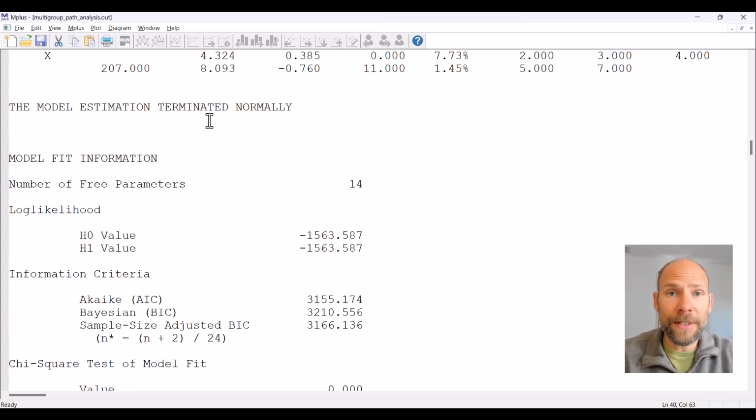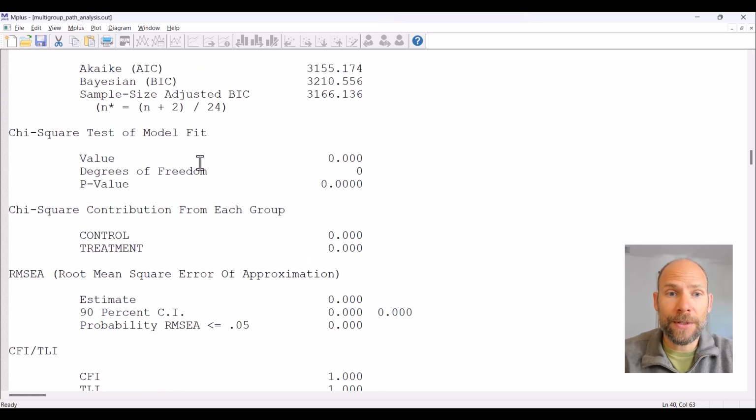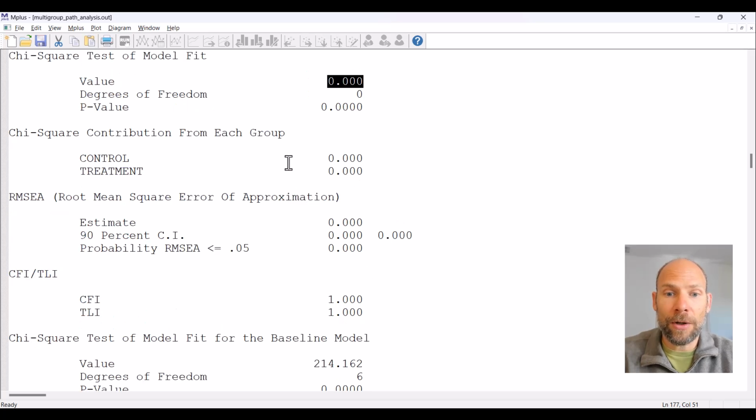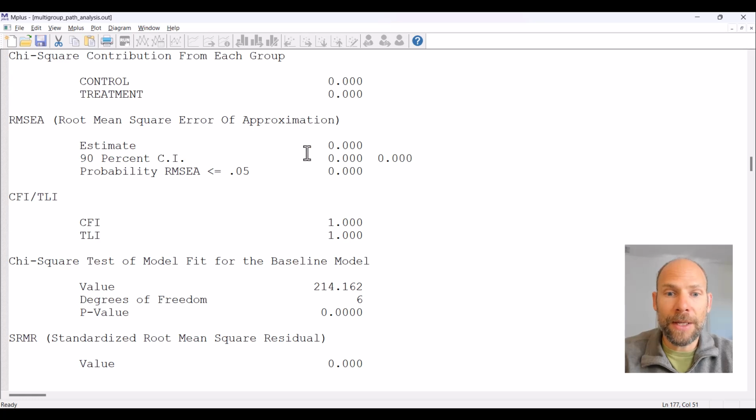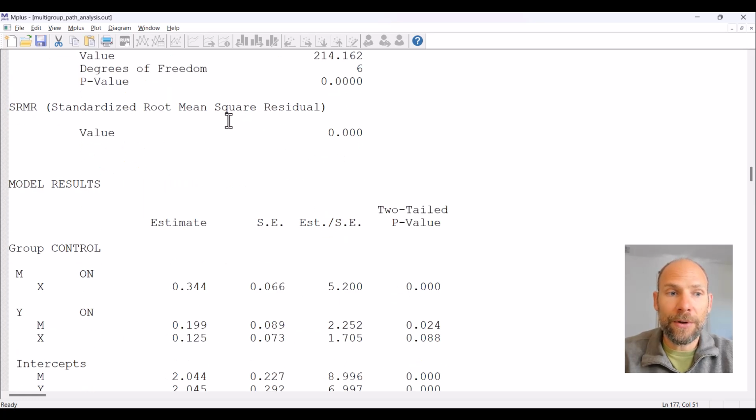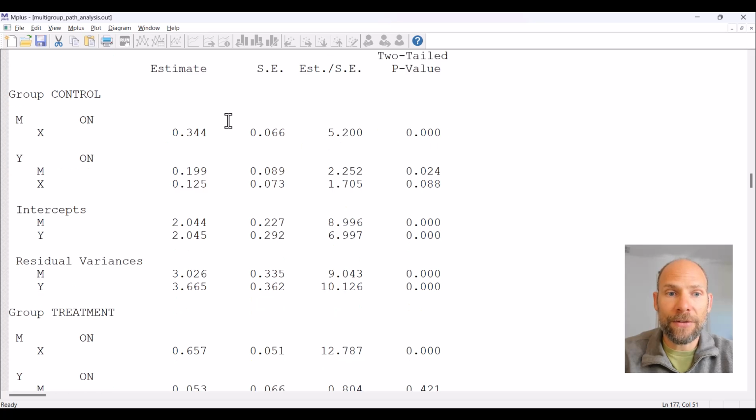Next are model fit statistics, and the model fit statistics in this case are not very interesting because this model is saturated. We're estimating all path coefficients in both groups, all error variances, all intercepts, and no parameter is set equal across groups, and therefore this model is saturated altogether. As a result the chi-square value is 0. There's no chi-square contribution from any of the groups, and the other fit statistics here are not meaningful for us.